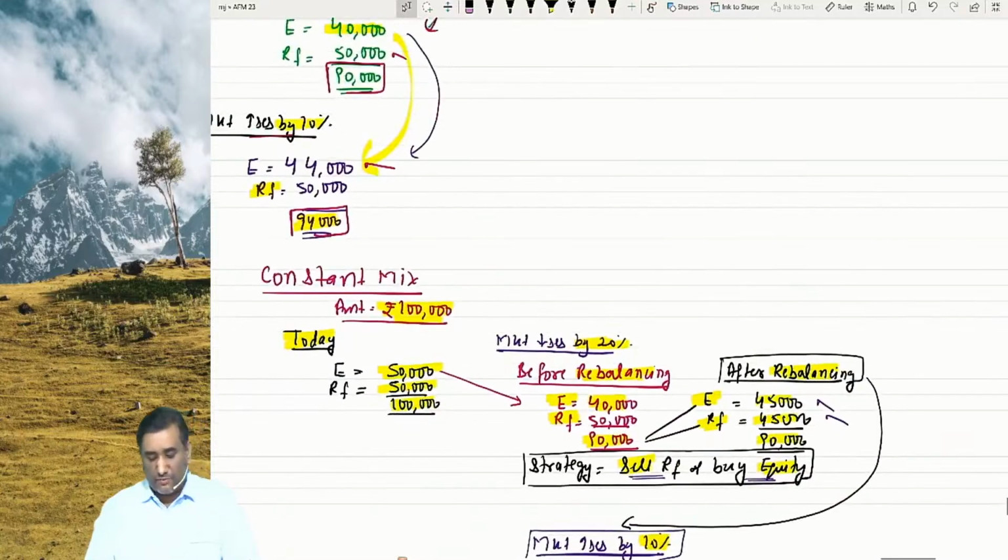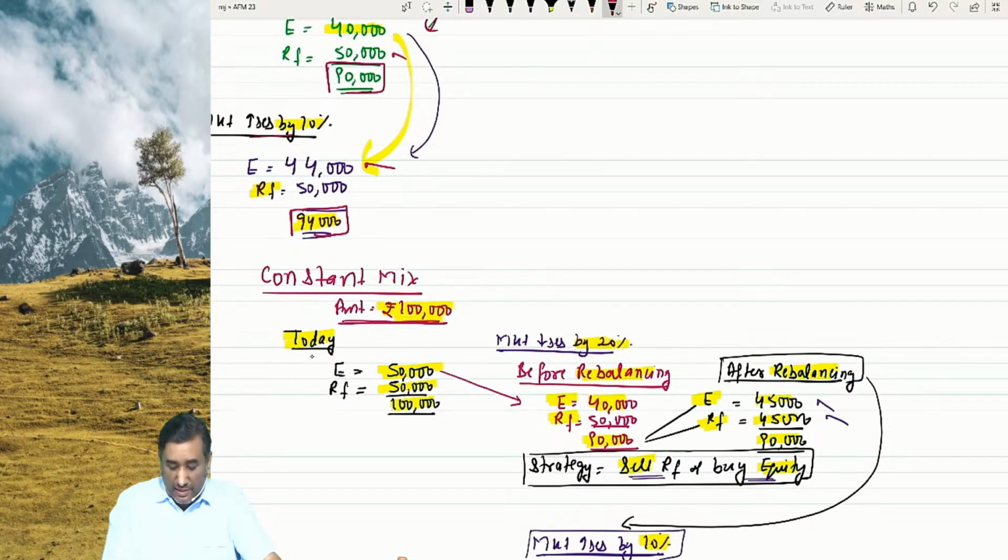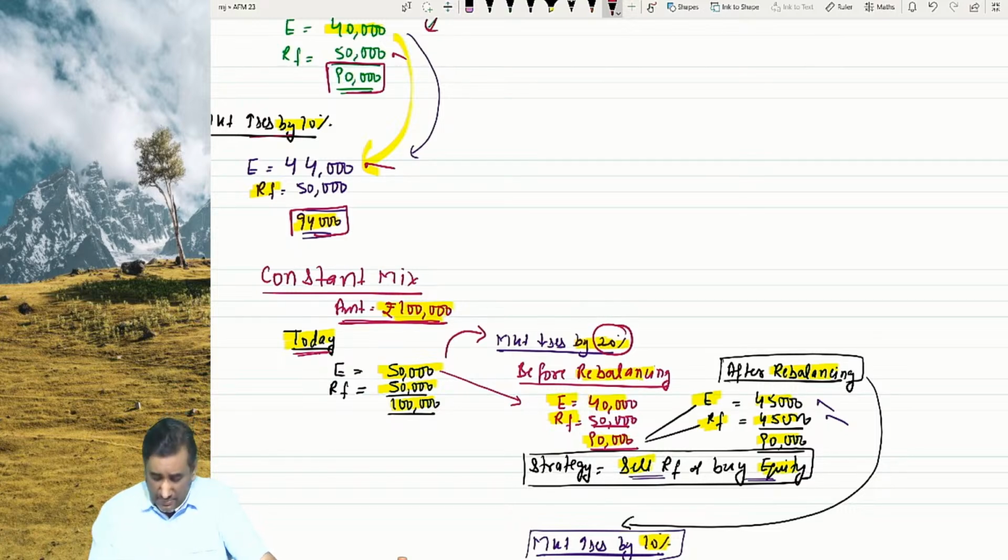In the constant mix, what we do is, let's suppose the amount you have is 1 lakh. Today you invest equally, 50 and 50. The next day the market decreases by 20%, let's suppose, and equity is declining in exactly the same proportion, it's an assumption. So the equity value declines by 20% from 50,000, it comes to 40,000. The risk free is 50,000. Then the value becomes 90,000.